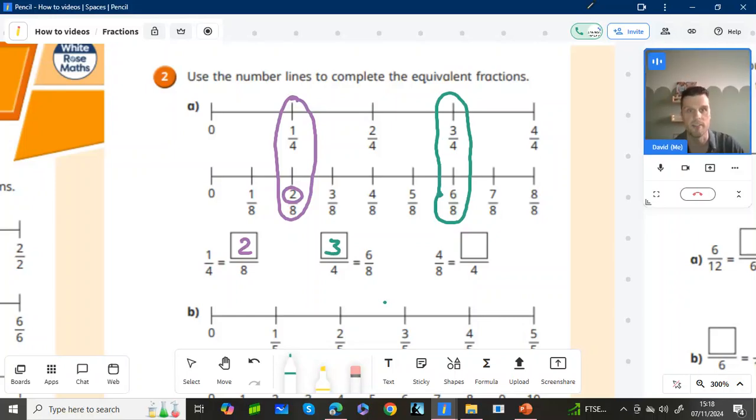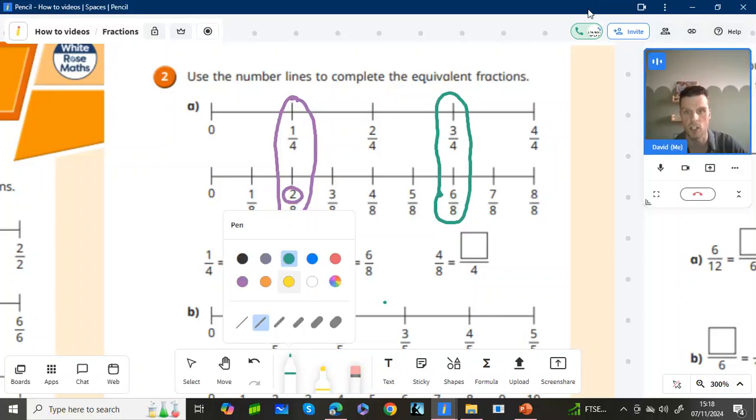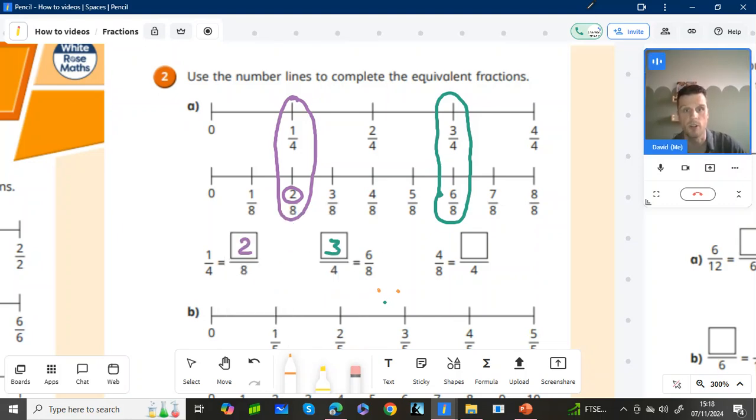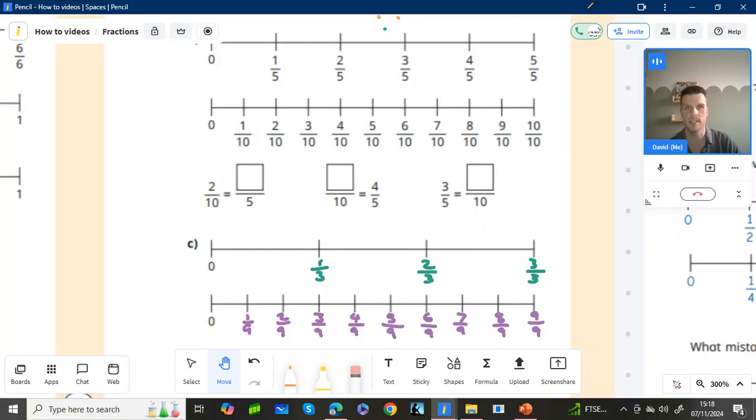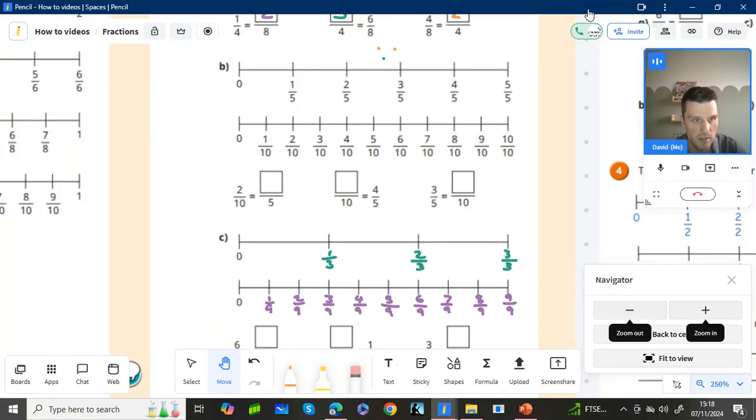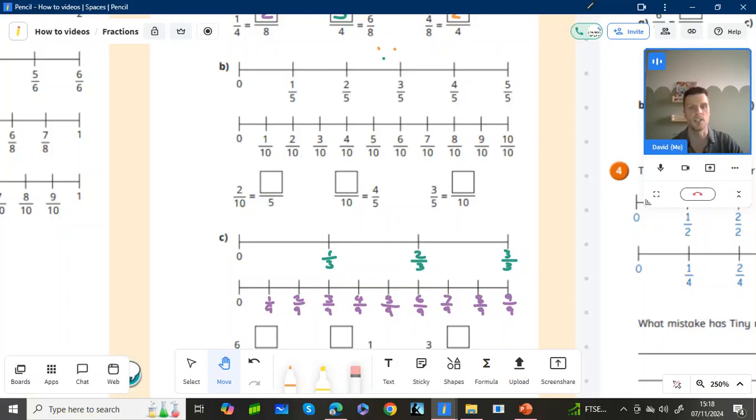Okay. And then finally for 4/8, I'm going to change my color again. There we go. So 4/8 is equivalent to how many quarters? So I'm going to go up again. There's 4/8. I draw up and it's equivalent to 2/4. Okay. So use that technique now. If I just zoom out a little bit, there you go. So answers B and C.